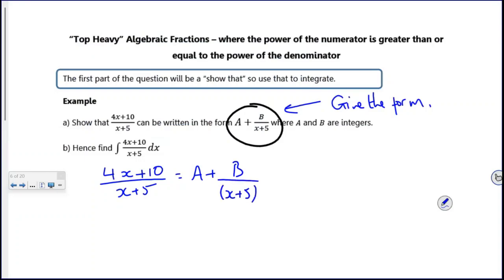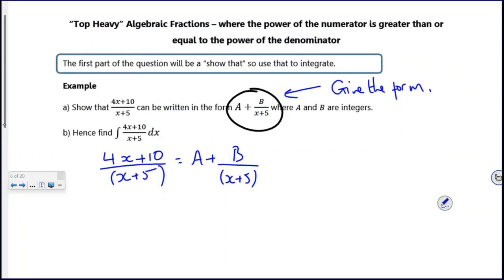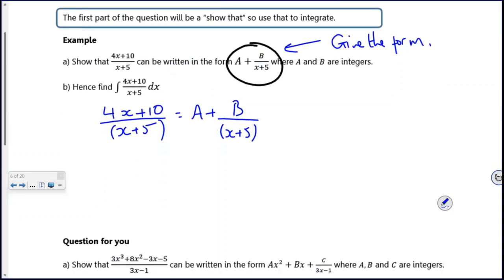Right, so we multiply through by a common denominator, which is the x plus 5. I have to write a bit slower, haven't I? I've got loads to write. So I've got a lots of x plus 5 plus b.